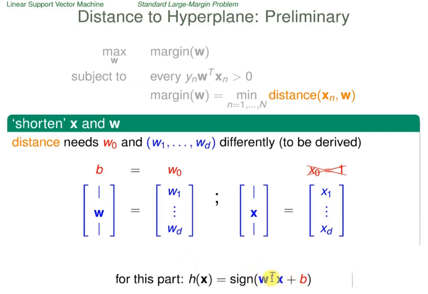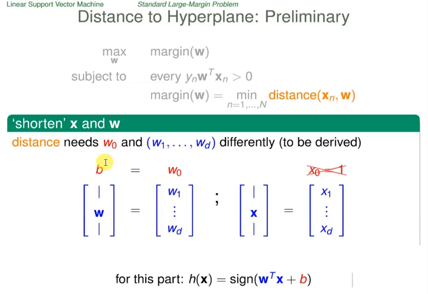W transpose X plus B, where, again, the B, the bias, is explicitly isolated, separated from the previous weight. Initially, we coupled this bias W0 with artificial coordinate X0. Now we no longer need it. So our examples range from X1 to XD, W1 to WD. B is taken out.